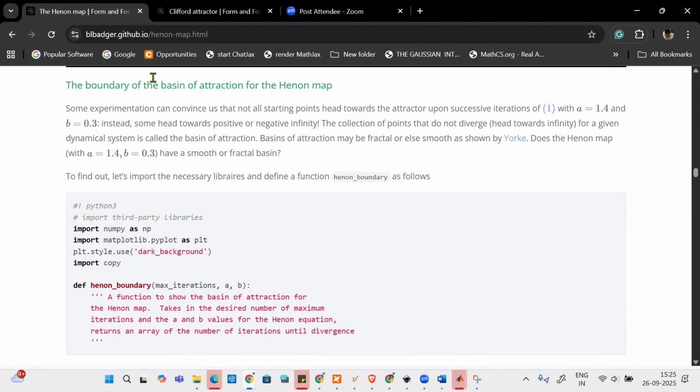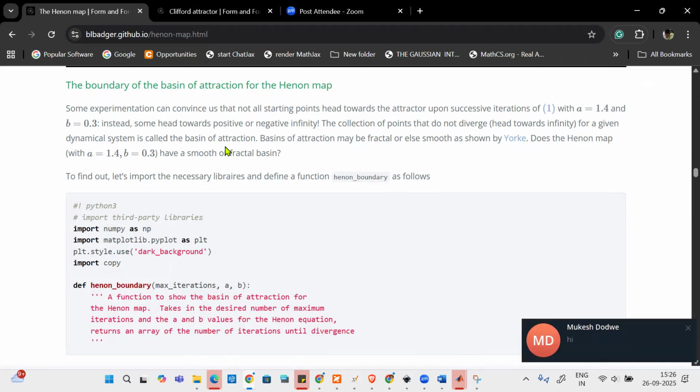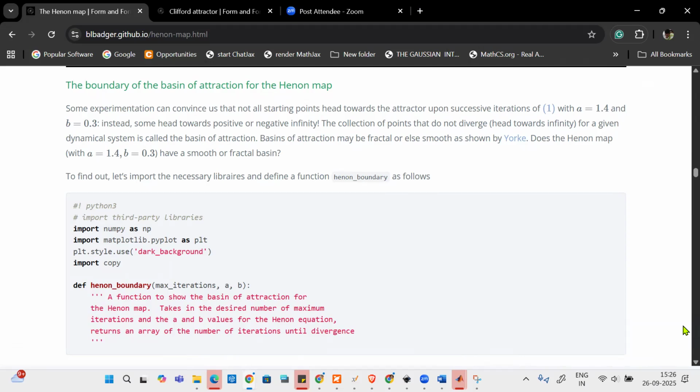So you can see that some experimentation can convince us that not all starting points head towards the attractor upon successive iterations. This you can agree. Instead, some head towards positive or negative infinity as well. So the collection of points that do not diverge or head towards infinity for a given Henon map is referred to as the basin of attraction.